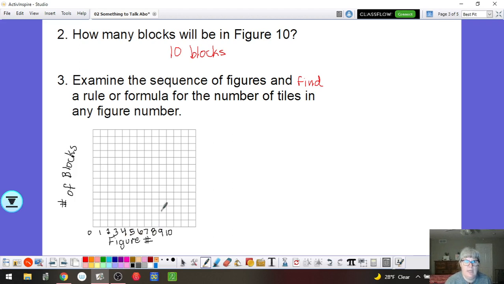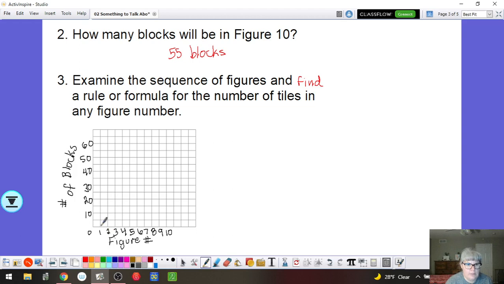And since figure 10 has, oh, I see that I wrote the wrong number. Since figure 10 has 55 blocks, correct this, we need to have a scale that will allow us to go up to at least 55. So I'm going to go by fives and label every 10. 20, 30, 40, 50, 60.